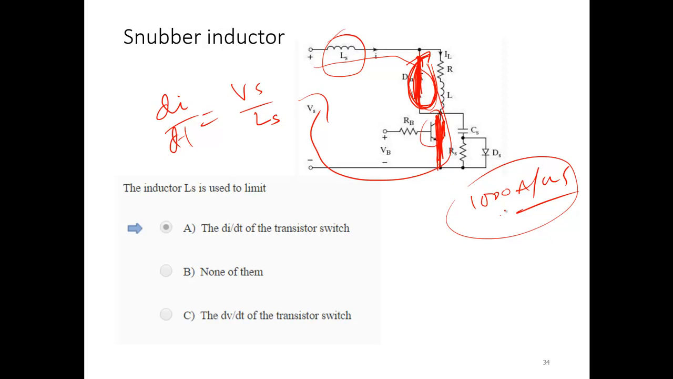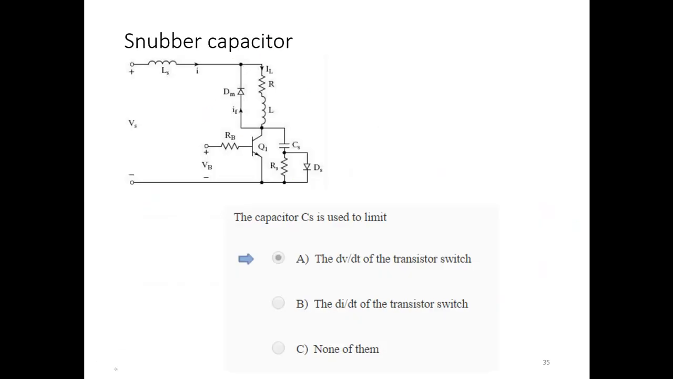Now, if you know that your Vs is 100, then this should be less than 1000, and then you can find how much Ls you need. You have to guarantee that. That means basically Ls is used to limit the dI/dt of the transistor switch. The snubber capacitor: you also need a capacitor. Why do you need a capacitor then?